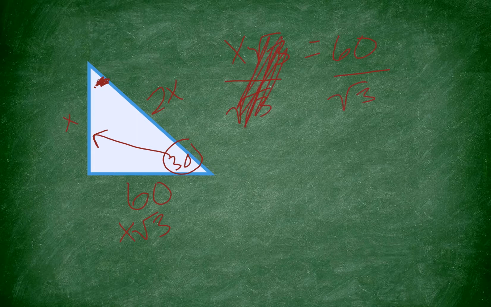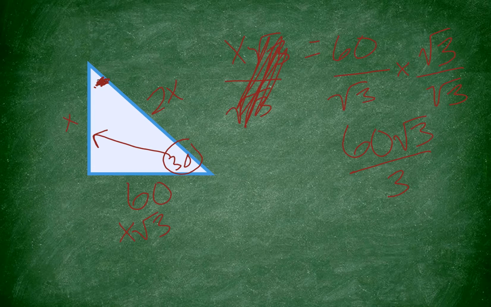And then to get rid of it, I divide both sides by the square root of 3. So this cancels out, and I'm left with 60 divided by the square root of 3. But like I said before, you can't leave a radical in the denominator. So you multiply both sides by the square root of 3 over the square root of 3. And you end up getting 60 times the square root of 3 over 3, because the square root of 3 times the square root of 3 is the square root of 9, and the square root of 9 is 3.